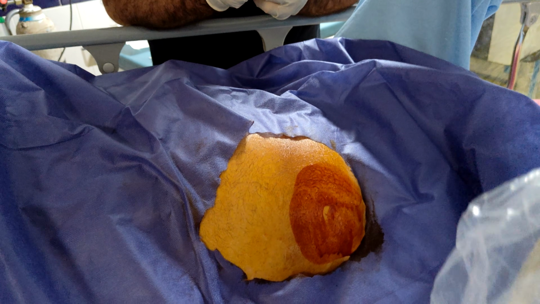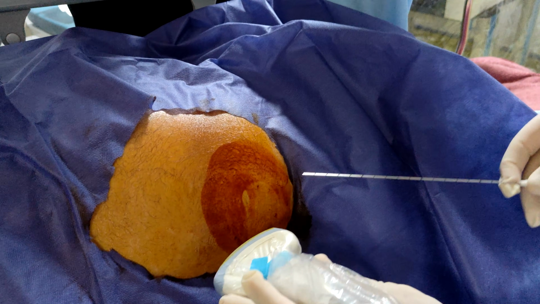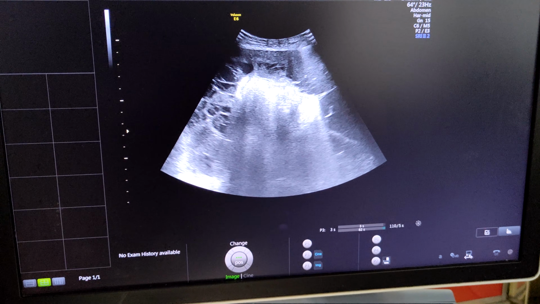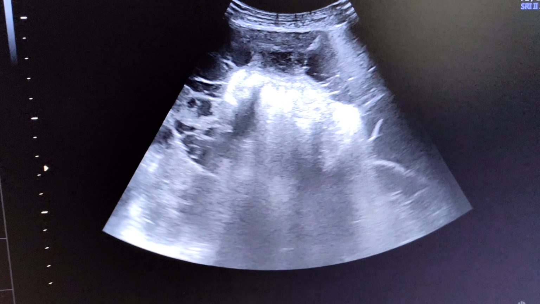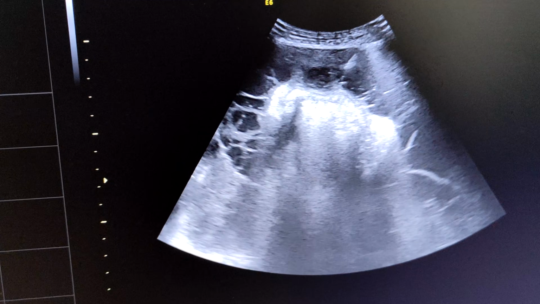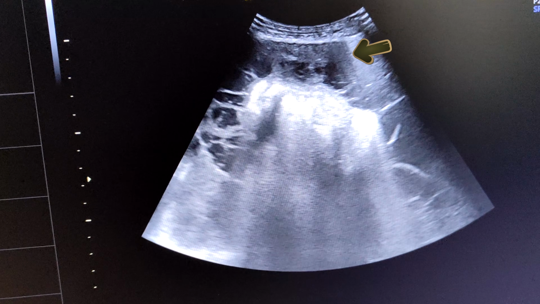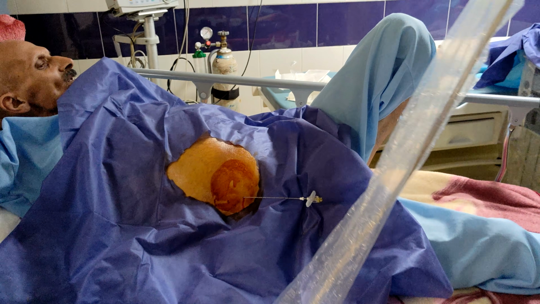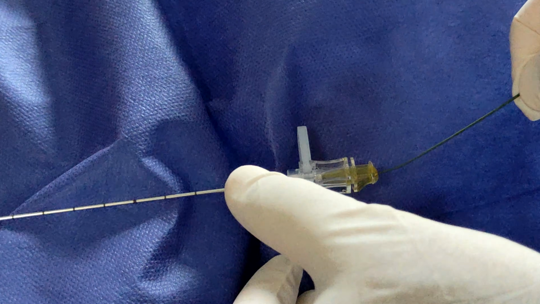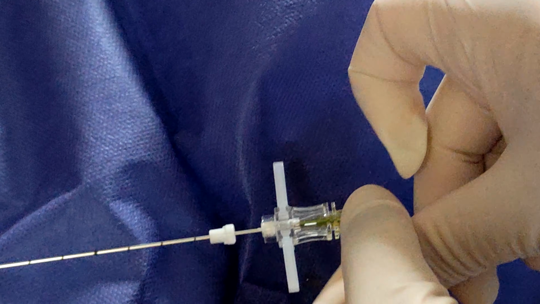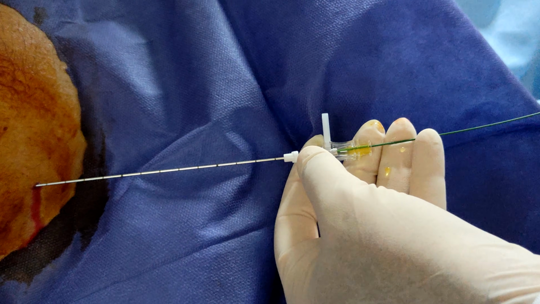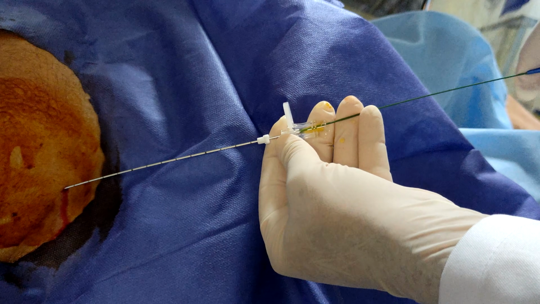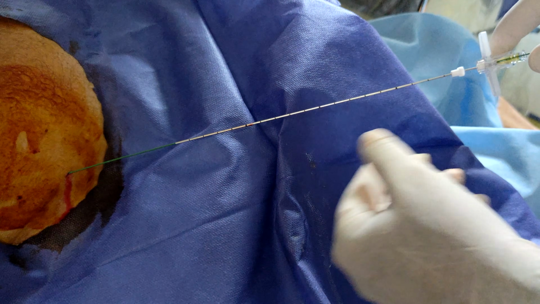Now it is time to get access to the peritoneal cavity. A needle is slowly advanced under continuous visualization and monitoring. Entry into the ascitic fluid is confirmed by free fluid aspiration that we can see here. Then a guide wire is inserted smoothly into the peritoneal cavity. The needle is removed while maintaining wire position.